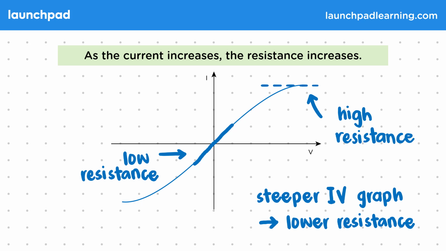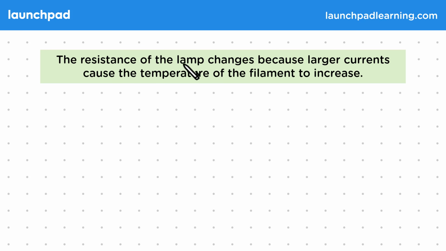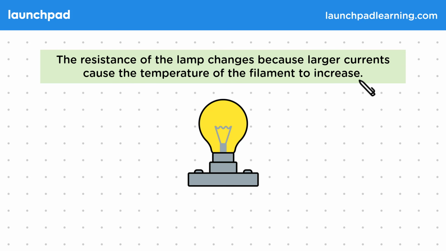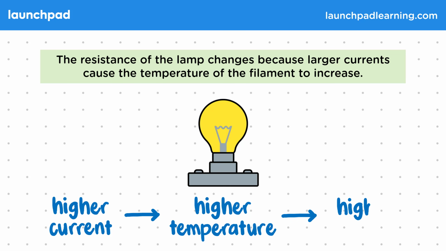But why does the resistance change? The resistance of the lamp changes because larger currents cause the temperature of the filament to increase. Remember that the lamp works because of heat building up in the filament. Then as we use a higher current, we'll get a higher temperature in the filament. This then causes the lamp to have a higher resistance.